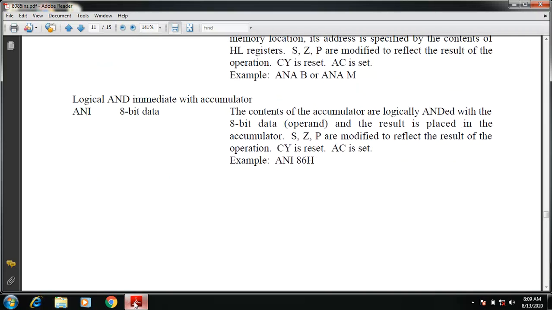So there are some examples. ANA B, that is AND accumulator with register, and ANA M, AND accumulator with memory. So there are two examples.